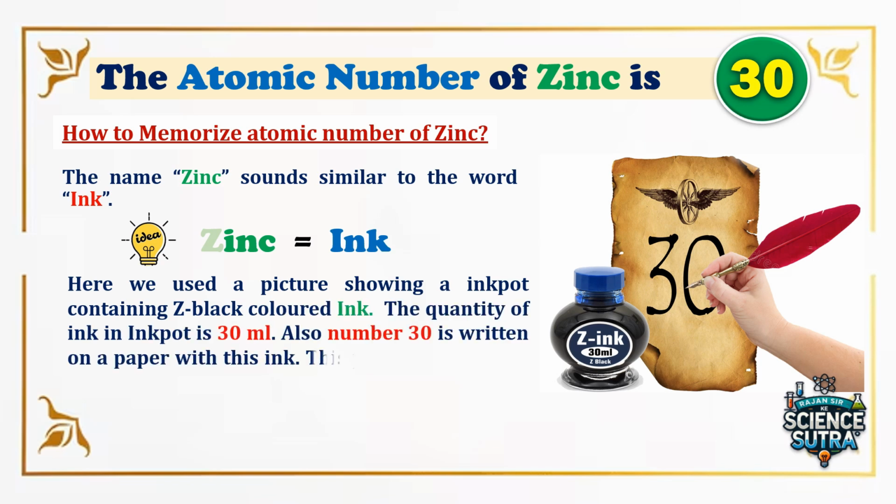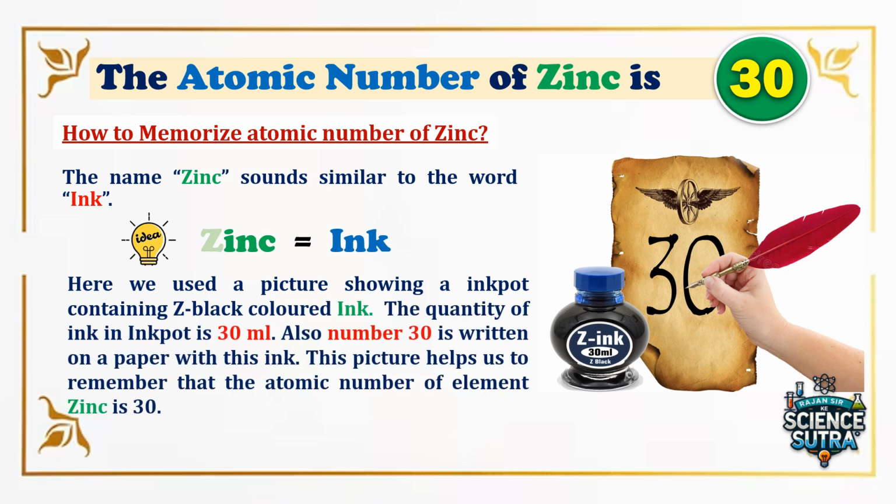Here we used a picture showing an ink pot containing Z black colored ink. Z ink, zinc. The quantity of ink in the ink pot is 30 ml. You can see in the picture, the ink pot is 30 ml. Also, number 30 is written on a paper with this ink. This picture helps us to remember that the atomic number of the element zinc is 30. Zinc, ink, 30 ml ink in the ink pot. Okay, we made this relationship. I think you must have memorized it.